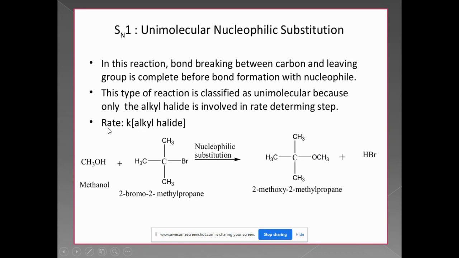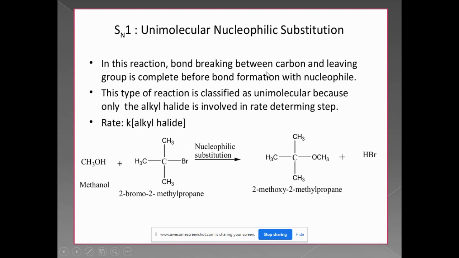Because the rate of reaction, where k is the symbol of the rate constant, depends totally on this alkyl halide molecule, this single molecule only. And that's why this reaction is called a unimolecular reaction or unimolecular substitution reaction.